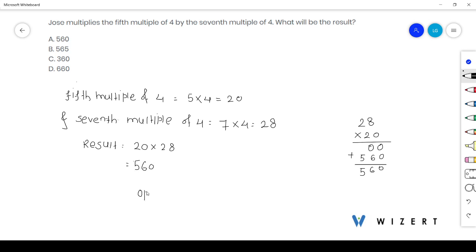Hence, our correct option is option A, which is 560.